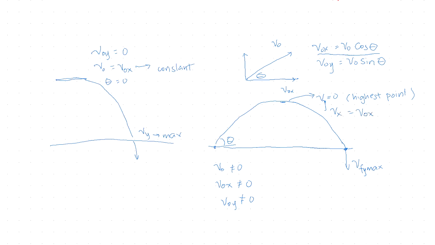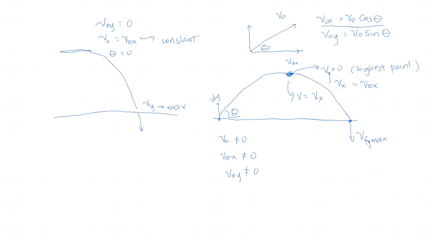So, pagdating dito sa highest point, hindi natin pwedeng sabihin na walang velocity because there's still velocity here. Hindi yan tumitigil lang. But the only velocity at this point is the velocity on the x component. Clear? So the magnitude of the y component here, the Voy, is the same as the magnitude here. Nagkaiba lang ng direction.